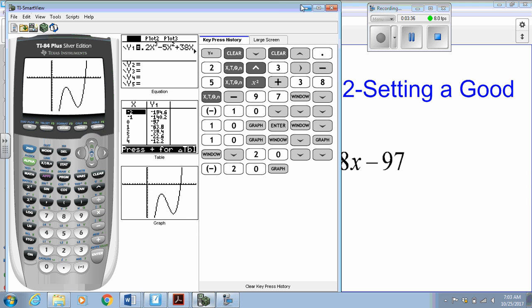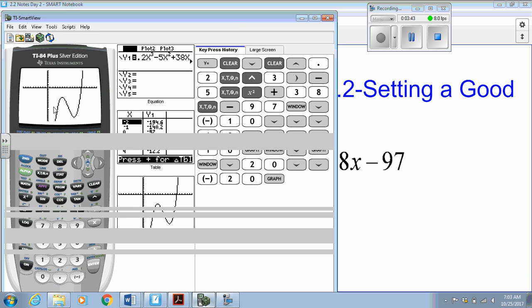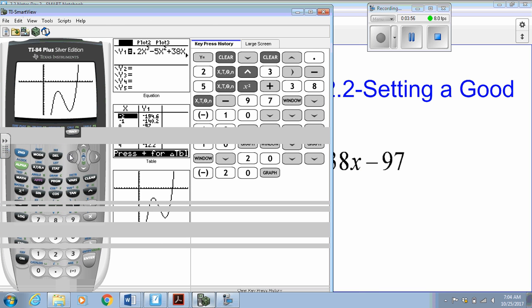There we go. Now if we look at our function, it is a cubic. So this is what our cubic should look like. This is the shape of it. We have two humps here, a maximum and a minimum. Now I can see my entire graph. So the window we chose was just right.